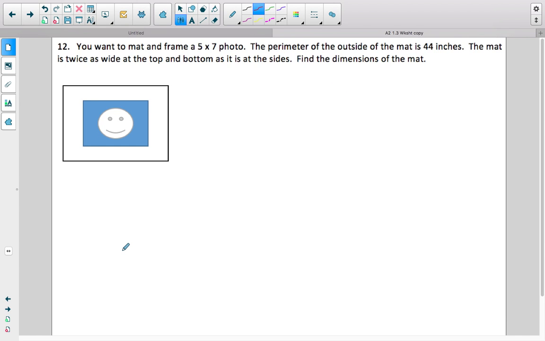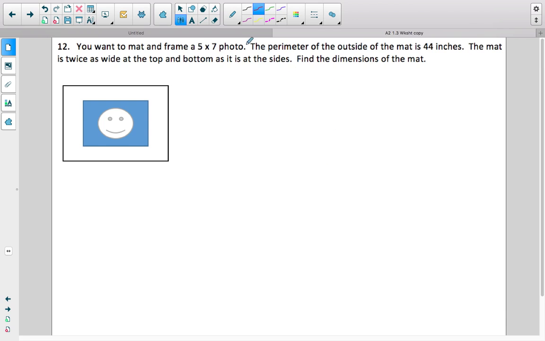Number 12, you want to mat and frame. So here's the picture, and then you put it on a mat. It's like a cardboard type backing or a paper backing to add some color or just make it look prettier. So that's the mat, and then the frame is the black part, which is usually wood or whatever. So we're doing that to a 5x7 photo. The perimeter of the outside of the mat, which is the outer black line, is 44 inches. The mat is twice as wide at the top and bottom as it is at the sides. Find the dimensions of the mat.